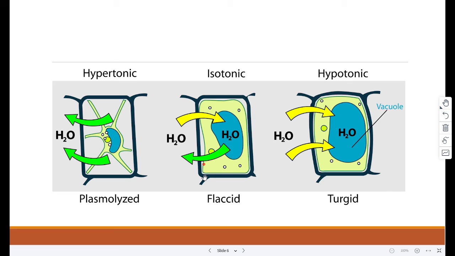Now, this is a flaccid situation, an isotonic situation, where the water concentration outside and inside of the cell is the same. Then we have the turgid situation. This is where the water concentration outside is more than the inside of the cell. So, water is going to move inside, and this is the turgid state. But the plant cell is not going to burst because of the cell wall.